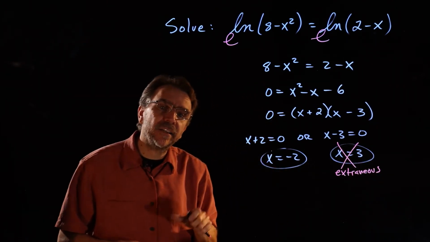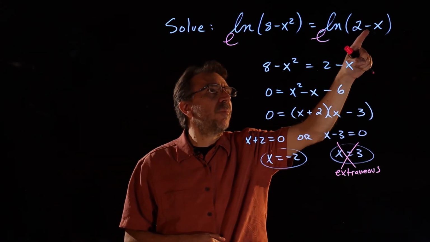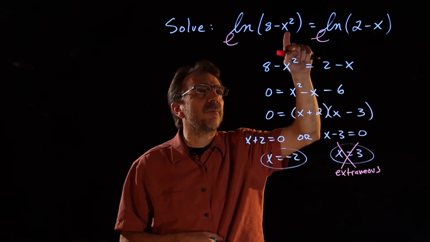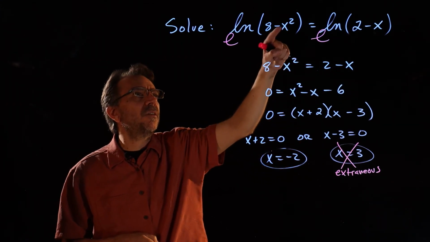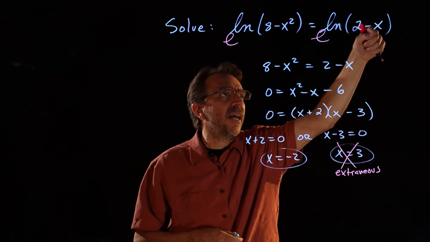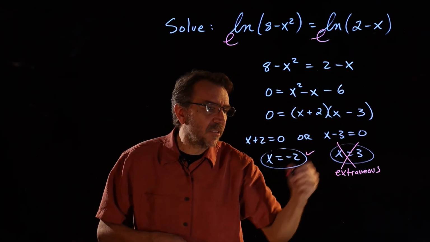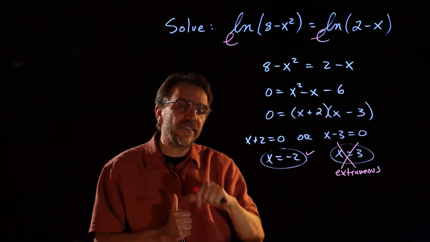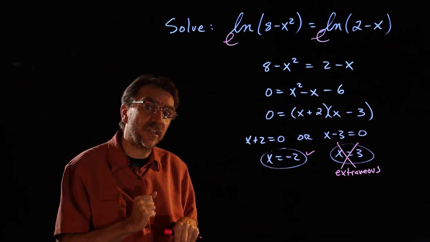And when I plug in -2, 2 minus -2 becomes positive, and that's really a 4. Same thing here. When I plug in -2, you'll have an 8 minus 4, which is positive. So the argument is positive, and the argument is positive here when I substitute -2. So in this case, you got to be a little careful. The negative answer is not always the extraneous solution.